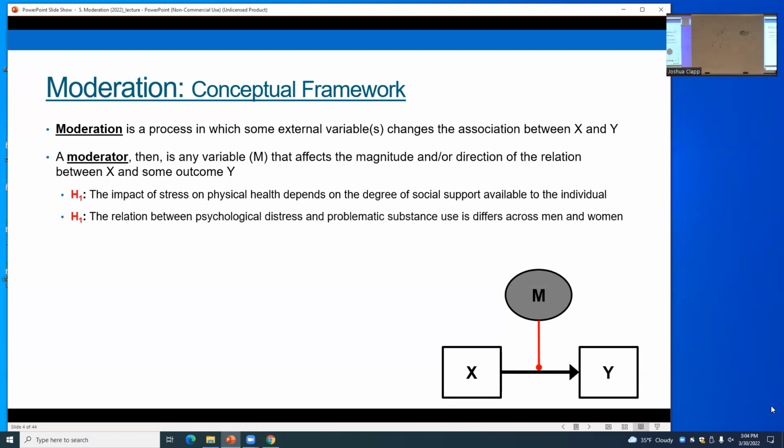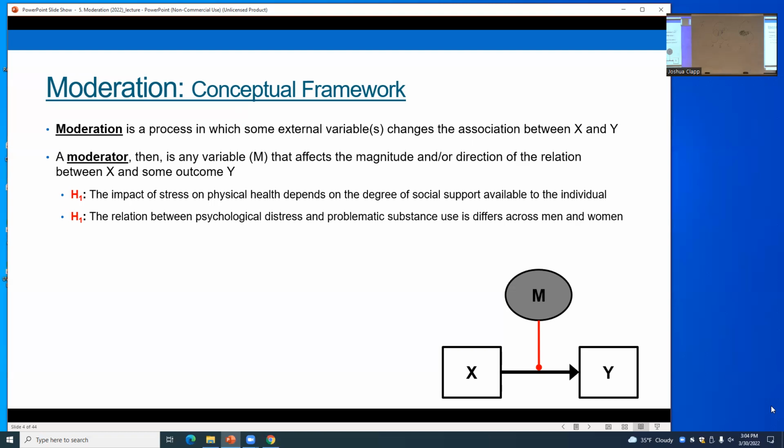What's the relation between psychological distress and substance use? Is it different across men and women? I don't know. Katie, is the relation between distress and substance use different across men and women? Probably. Okay, maybe. I don't know. I thought maybe you had a good answer for that was known in the universe.